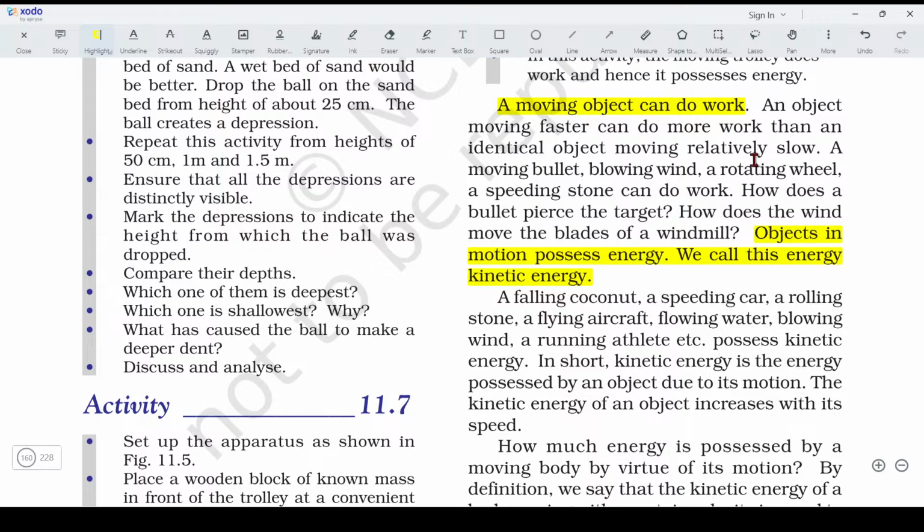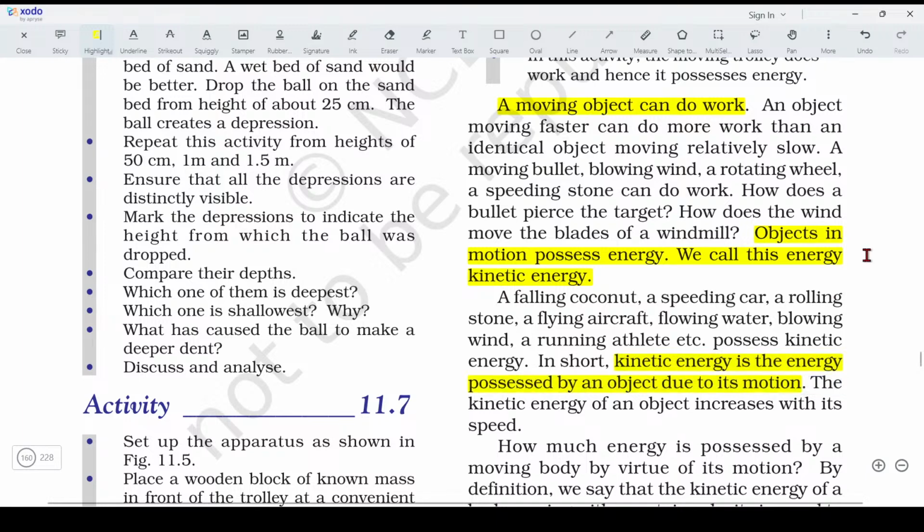If it is a stationary object, it cannot move others. If it is moving, it will be able to move others. That means a moving object has energy. What is that energy called? Kinetic. What are the units of it? Joules only. Kinetic energy is the energy possessed by an object due to its motion.